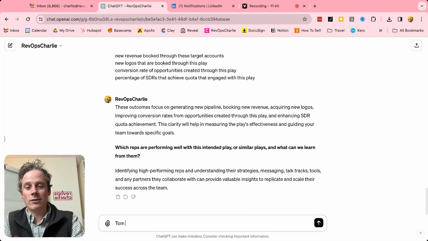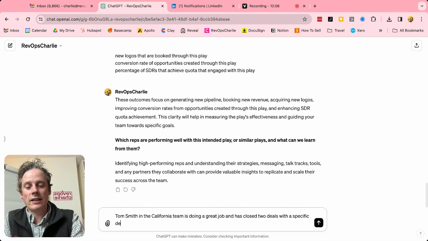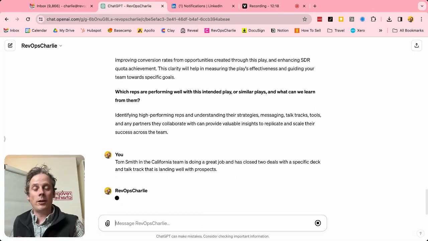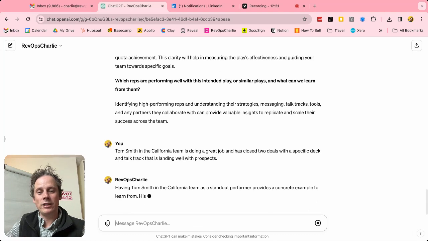So let me just make this up because I'm doing this as a demo. So Tom Smith in the California team is doing a great job and has closed 2 deals with a specific deck and talk track that is landing well with prospects. Of course, you'd have a more specific answer to that with maybe some unique information that you could provide.